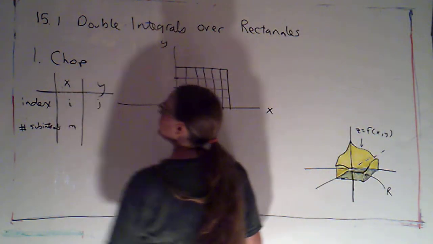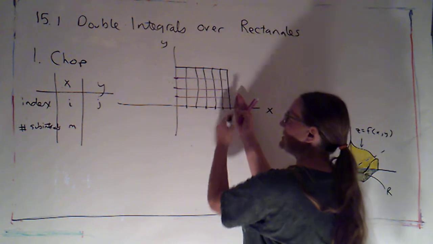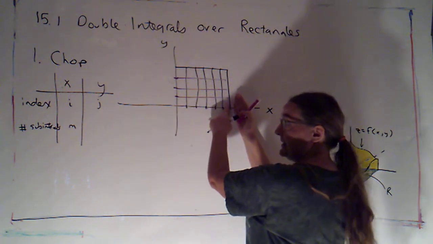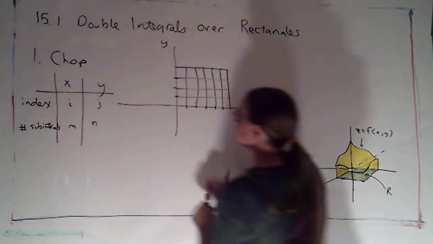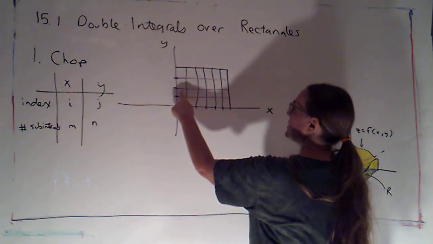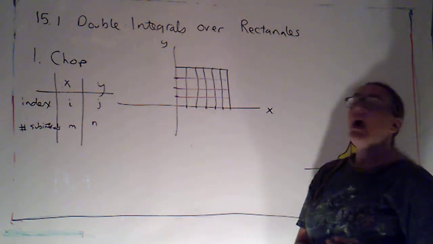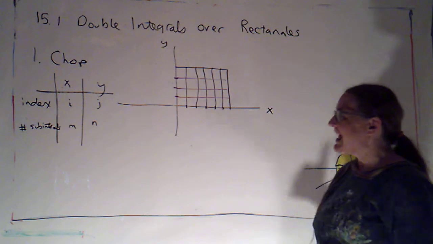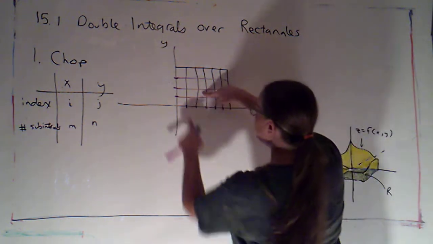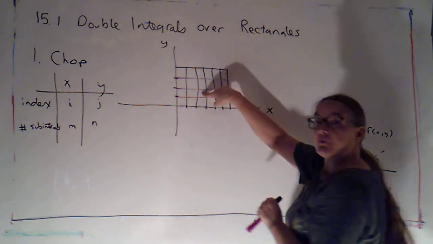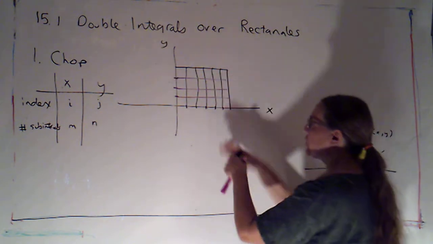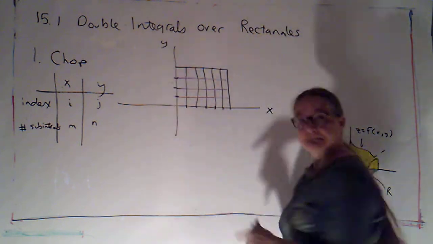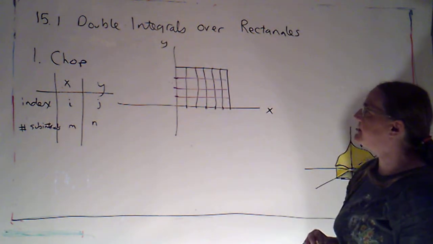And let's just say I chopped the x-axis into m pieces. So as I've drawn this here, m would be 1, 2, 3, 4, 5, 6. And I've chopped the y-axis into n pieces. As I've drawn it here, n is 1, 2, 3, 4. Okay. All right. And then I can refer to my subrectangles as this one would be the 1, 2, 3. This would be the 3, 2. It's in the third column, second row. Okay, excellent.